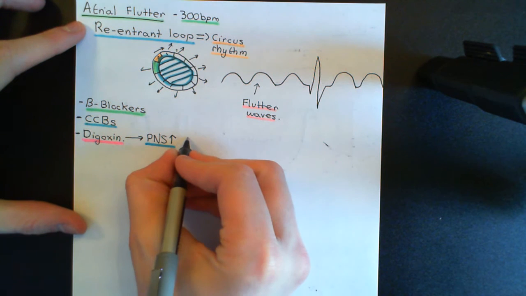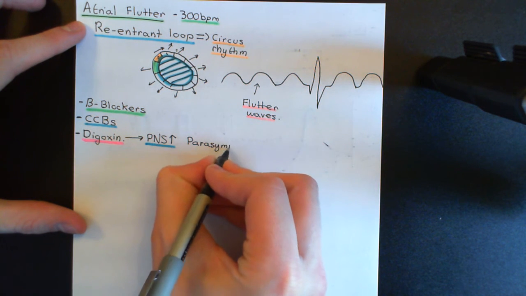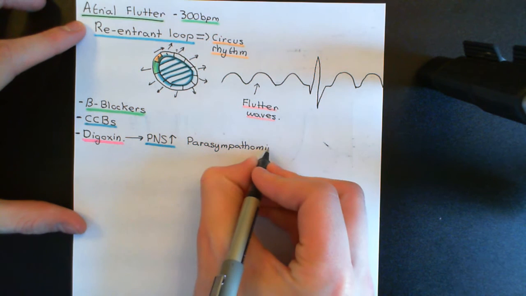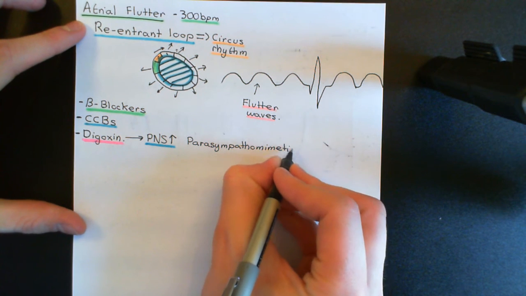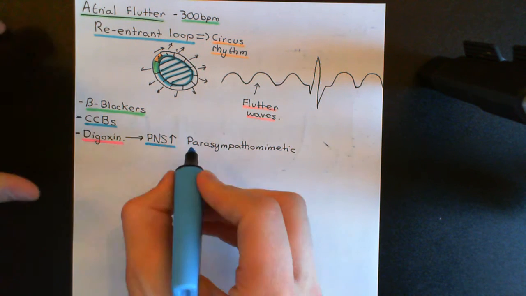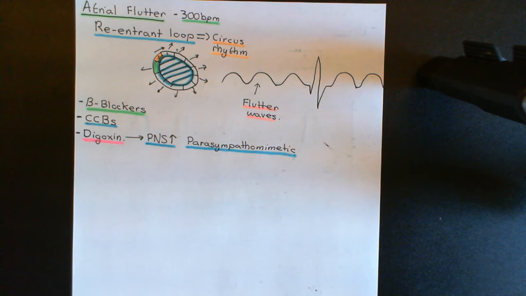Okay, so digoxin is therefore described as a parasympathomimetic drug. Okay, it's working here to increase the parasympathetic tone onto the cardiomyocytes and hence to reduce the conduction velocity of action potentials along the cell membrane of those atrioventricular node cardiomyocytes. Okay, right, so that's digoxin.